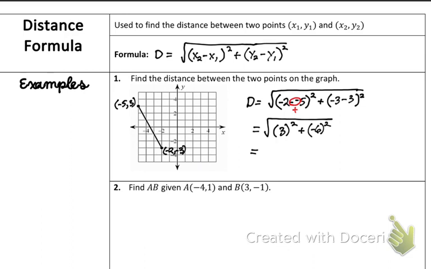First of all, what's 3 squared? And this is totally cool if we use our calculators. What's 3 squared? 9. Okay, so we have the square root of 9 plus, what's negative 6 squared? It is a positive 36. So we now have the square root of 45.